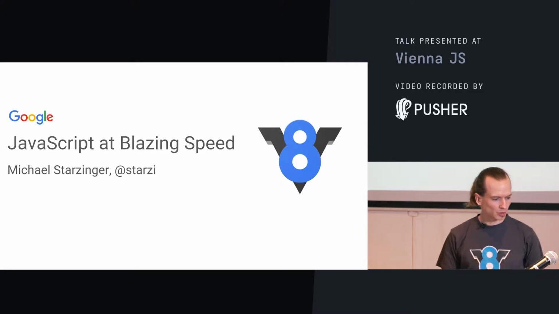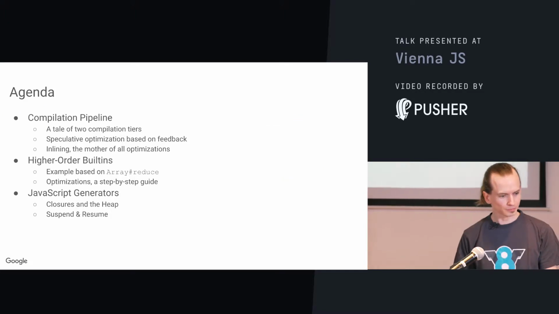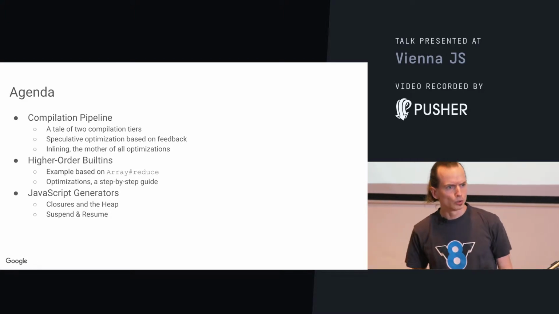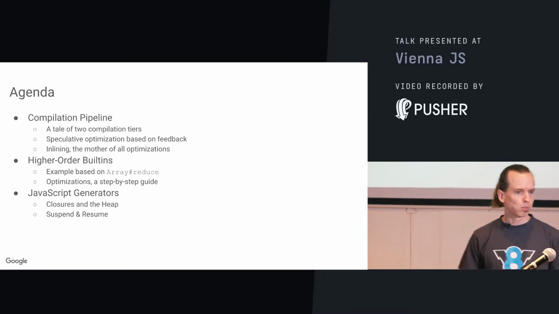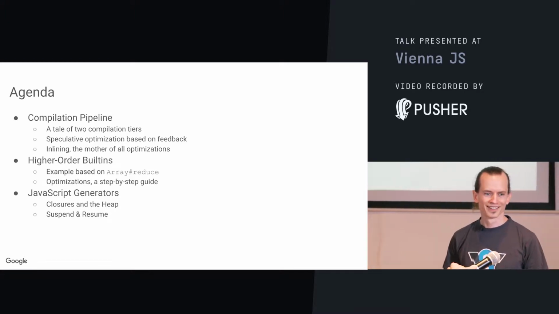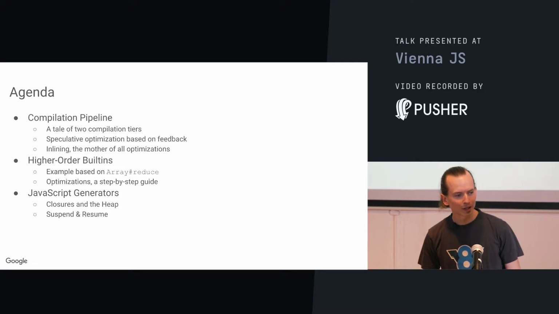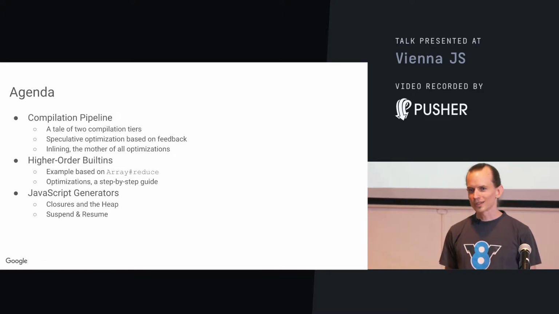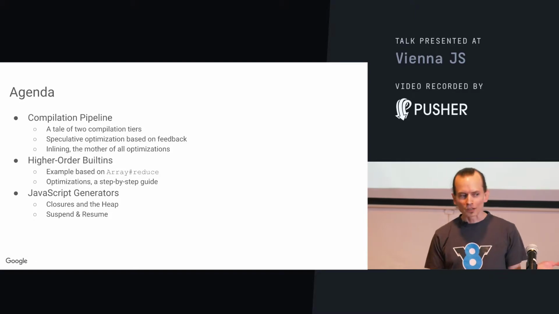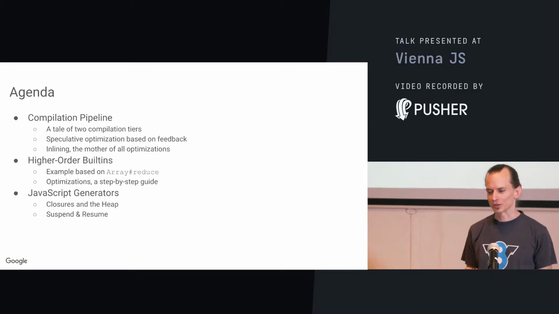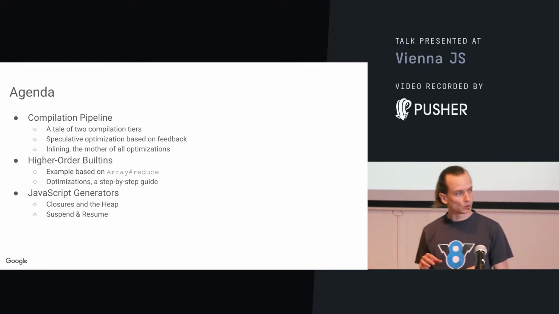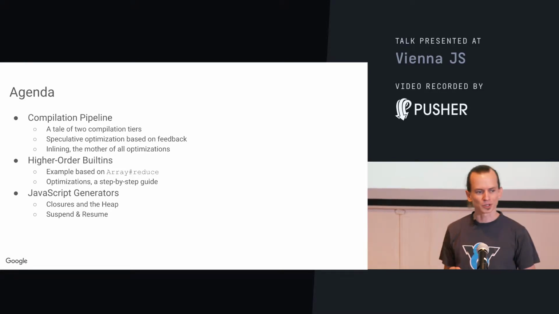All right, but enough about me. Let's talk about V8 actually. The things I want to talk about today are our new compilation pipeline. Our compilation pipeline is basically a tale of 2 compilation tiers. And compilation tiers are basically levels of optimization that we can apply to your JavaScript application.